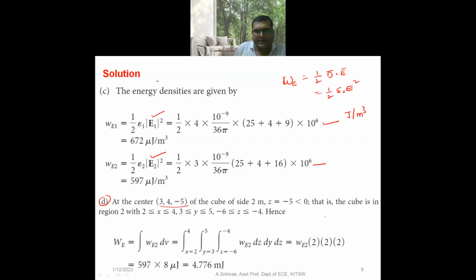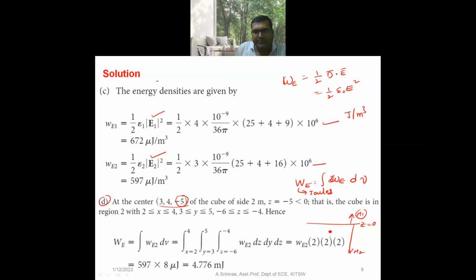Here, z equal to 0 plane is the boundary, and above the boundary it is medium 1, below the boundary it is medium 2, and the point 3 comma 4 comma minus 5. Minus 5 is z-axis component. It will fall in medium 2. So to determine the energy, it is the volume integral of energy density. The units of energy is joules.